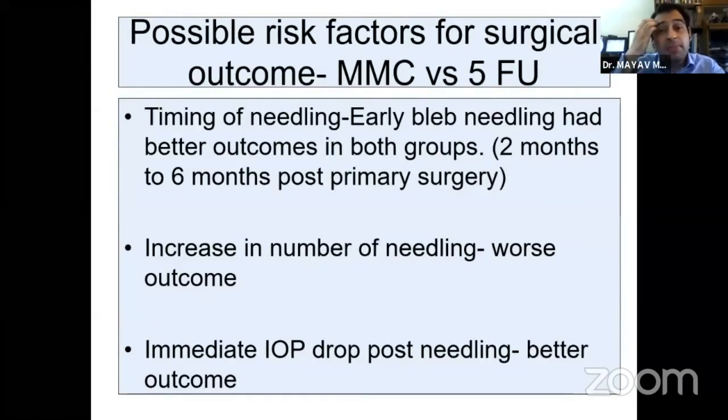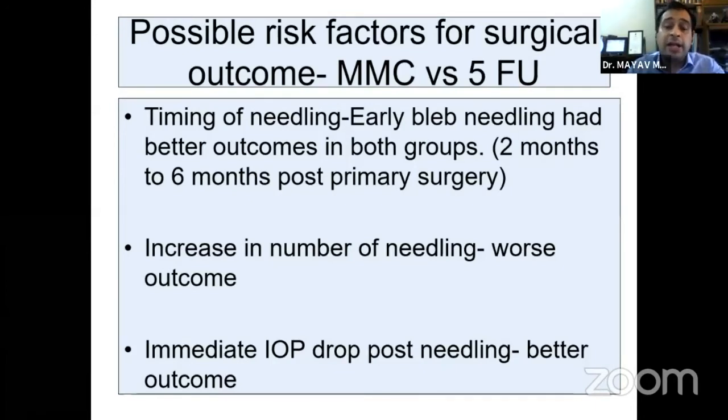And what are the possible risk factors for surgical outcome? Timing of needling: early needling, which I think is quite commonly known to all of us, will have better outcomes, and this was seen in both groups. So any needling done 2 months to 6 months post primary trabeculectomy will have a better outcome. Eyes which have had an increased number of needlings, 2, 3, 4 needlings, have shown worse outcomes at final follow-up.